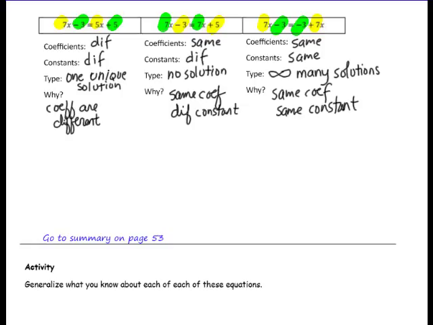You may be wondering why in the first problem I didn't talk about the constant. When you have one unique solution, the constant is irrelevant. It doesn't matter if it's the same or different. Let's go to the summary and copy some information down.